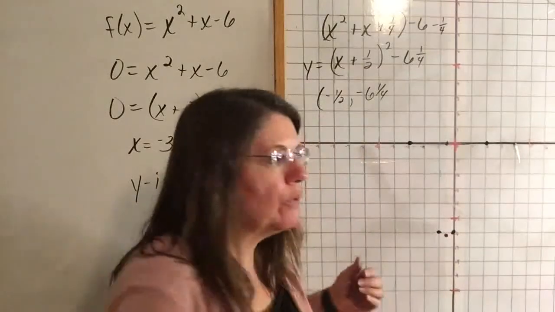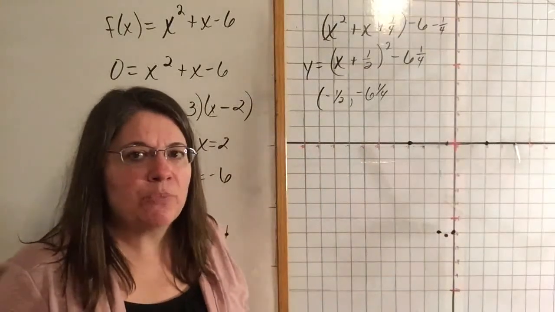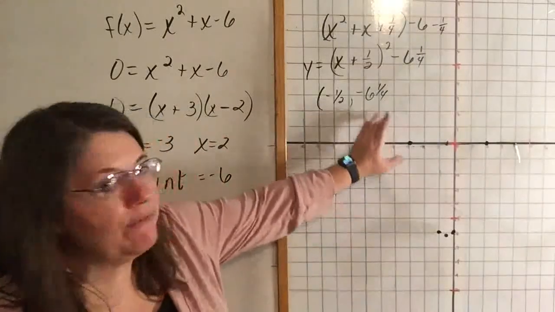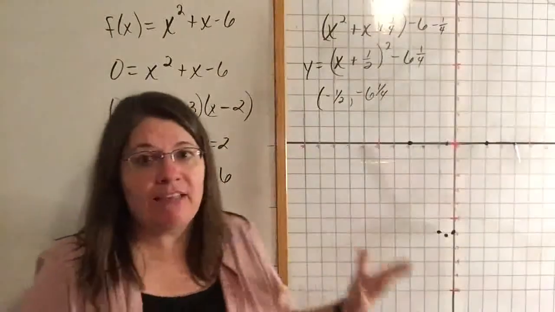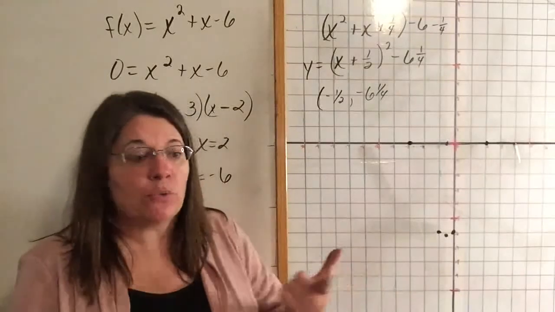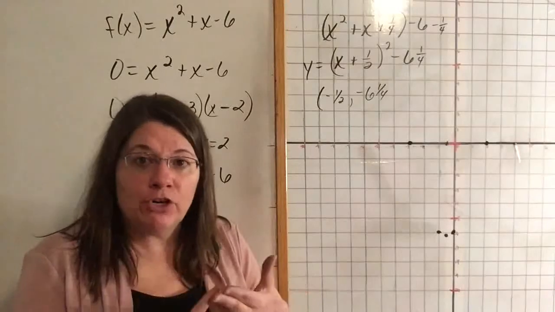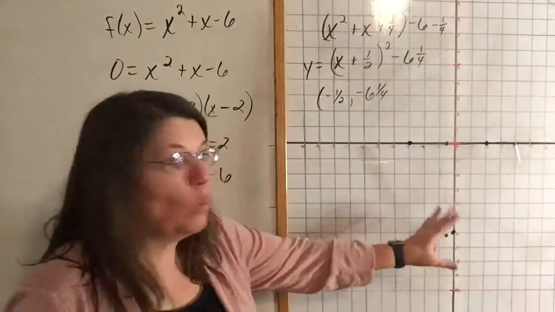And in your work, when you're doing these on the computer, on different programs, when they ask you to graph a parabola, they're usually going to ask you for at least 5 points. Usually they're going to want the roots, they're going to want the y-intercept, they're going to want the vertex, and they're going to want one other point.